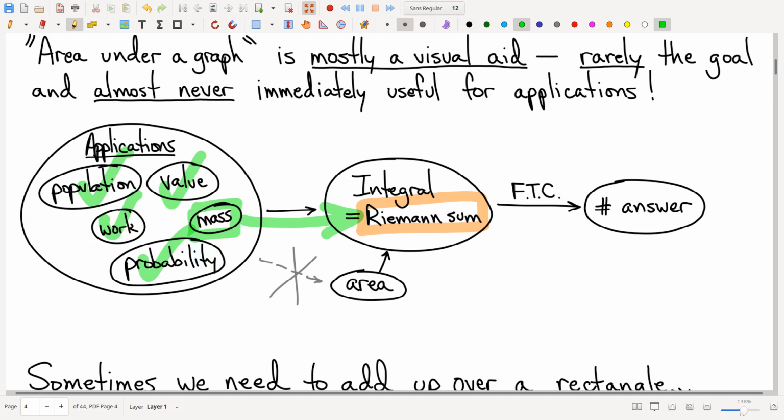Okay, now that said, why can't we just do the same with area? And I emphasize, now let's pretend that there were no Riemann sums.